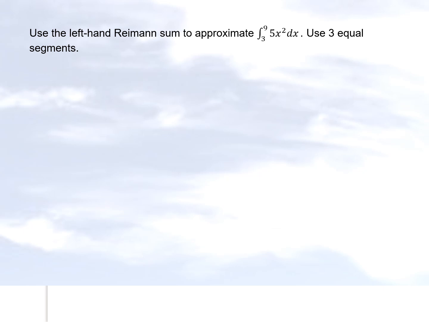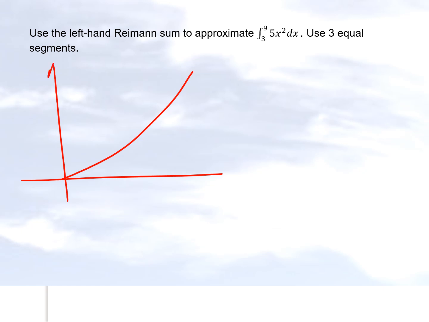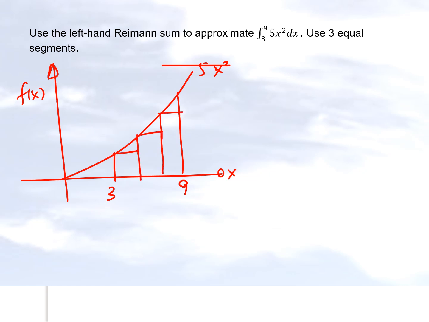So the example is here. It says use the left-hand Riemann sum to approximate this particular integral, and you have to use 3 equal segments. So what that means is that we have 5x squared right here, and what we want to do is integrate from 3 to 9. And we want to make 3 equal segments. And of course we're using left-hand Riemann sum, so that means we start from the left here. And we have 3 rectangles right here.